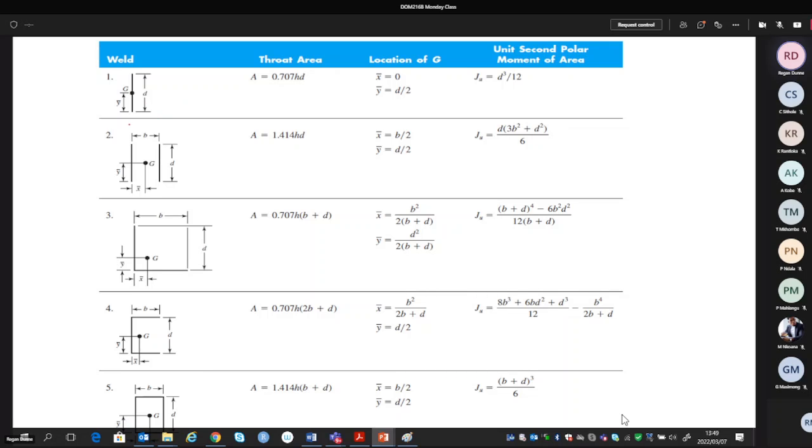All right, so what are we looking at here? Okay, we've got a number of equations. This is the throat area, which is very important in our equations for calculating shear stress. For instance, the primary shear stress will be equal to the shear force over the throat area A. Okay, so we need the throat area to calculate that. Then we have the locations of our center of gravity, the coordinates, our x and y bar, and we have Ju, which is the unit polar moment of area. But I'll go through all of the stuff in the lectures.